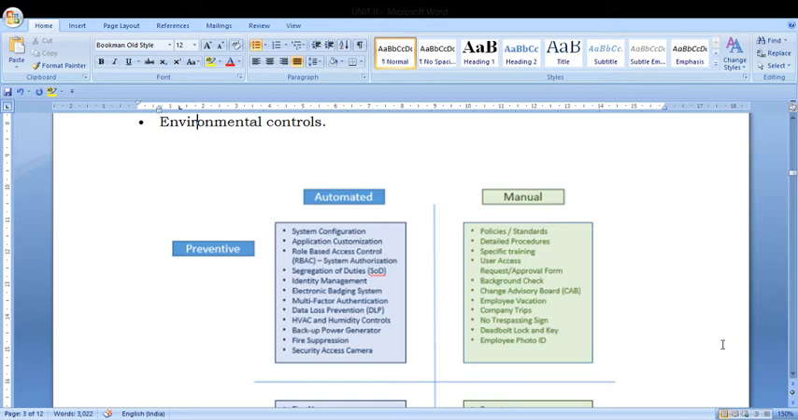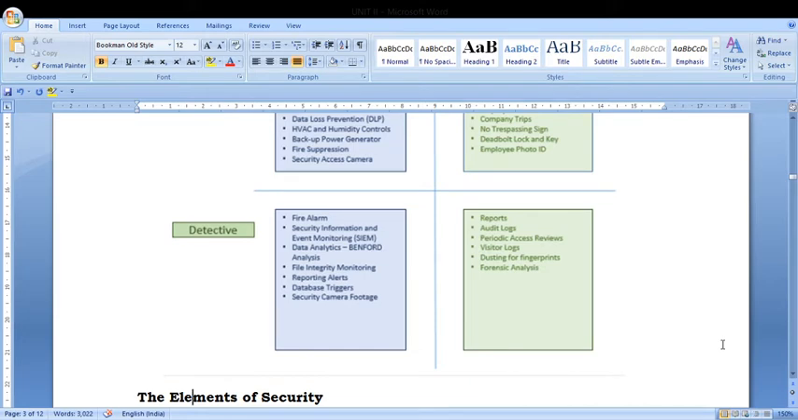Preventive and automated, in the sense of system configuration, application customization, role-based access, all these criteria come under preventive and automated. So it has to be done before. Preventive, but the manual system is also there. What is that? Policy, procedure, standard, specific training. These we do not give manually, but we can prevent beforehand. That is what preventive is. Okay, next, detective and automated.